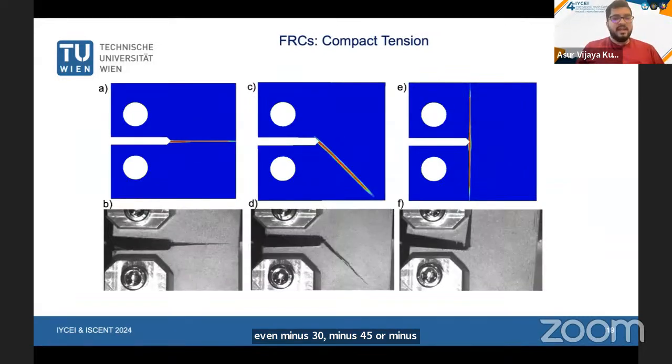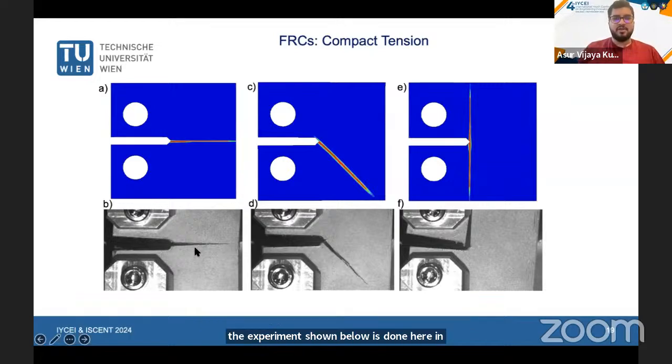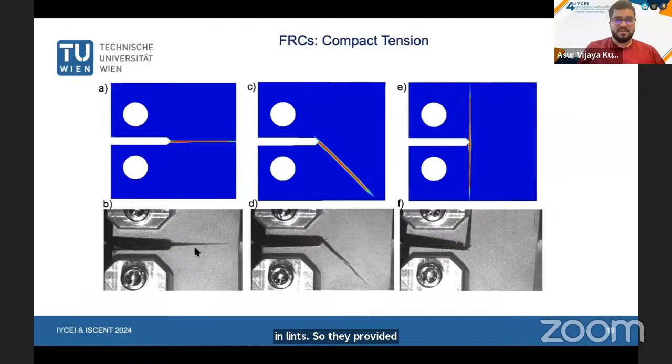Here is an example of compact tension. The experiment shown below was done here in Austria, from a group in Linz. They provided us with these results a few days ago to see if it's possible for us to simulate. So this is the compact tension. You have two holes and then you pull it up. And this is for 0°.